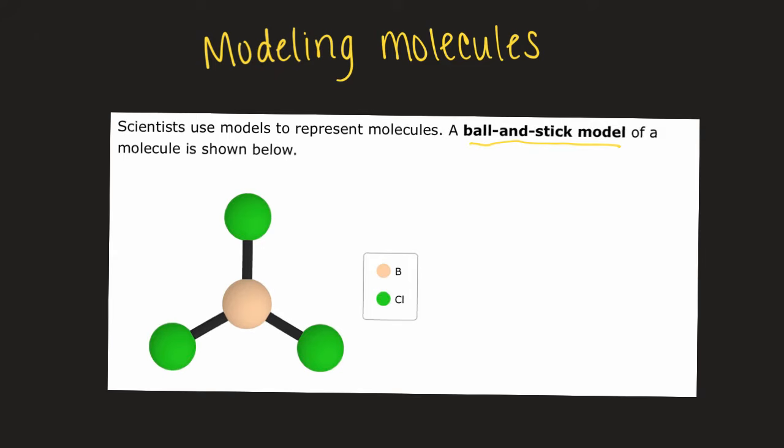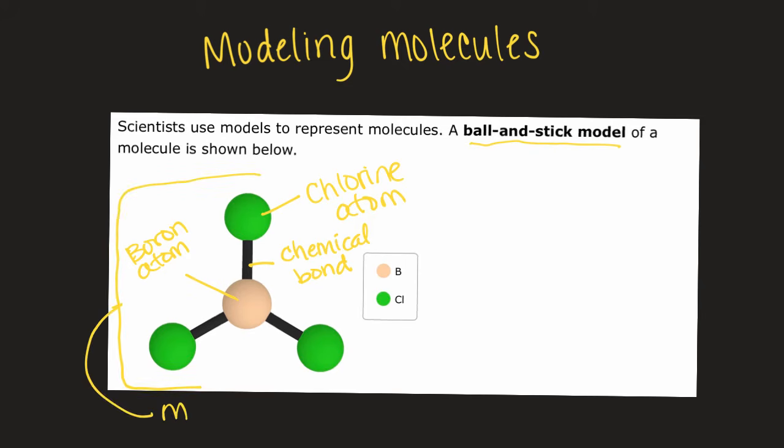So basically what this means is that the ball or sphere represents each atom. So this represents a chlorine atom in this case. The peach colored one represents a boron atom. And then the line that you see, as you can probably guess, represents the chemical bond. So this is called just a simple molecule because you only have a few atoms bonded together to form it. So this entire thing, remember, is the molecule. And then from there, we're going to learn how to count how many atoms are in the molecule.